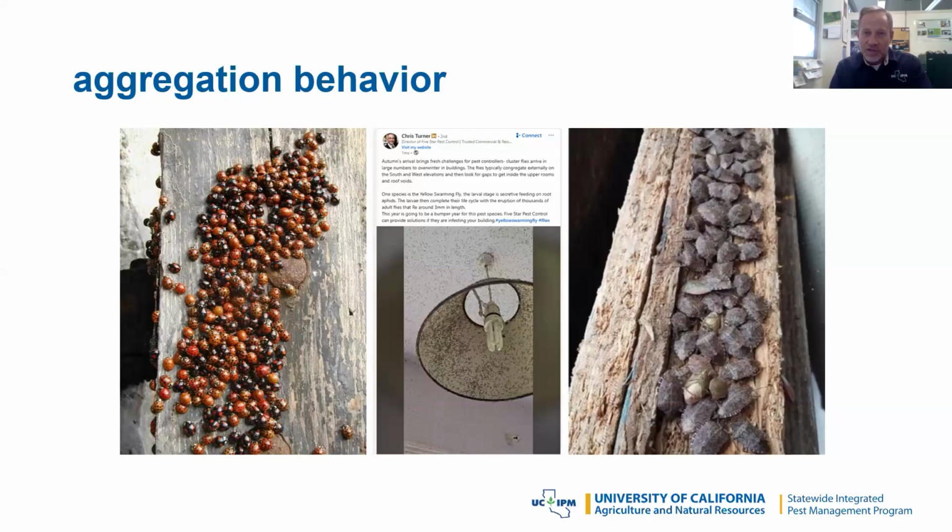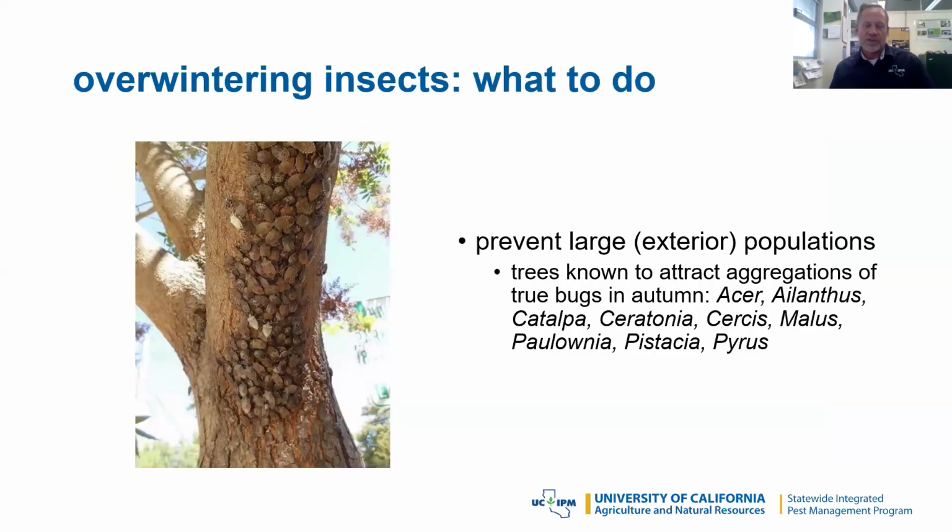And so these are adult stink bugs that, again, are entering structures in order to survive the winter and aggregating in order to modulate their temperature and be ready for mating in the spring. So what can you do about this?